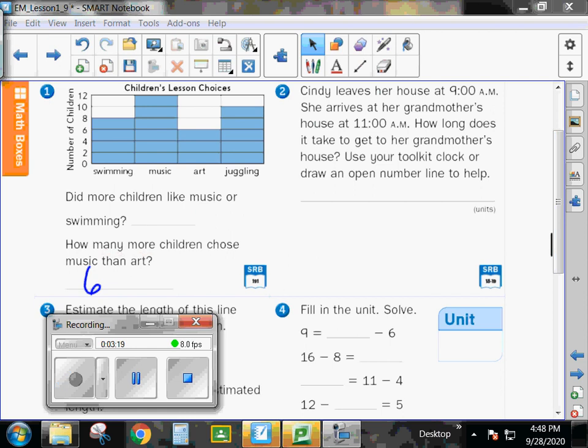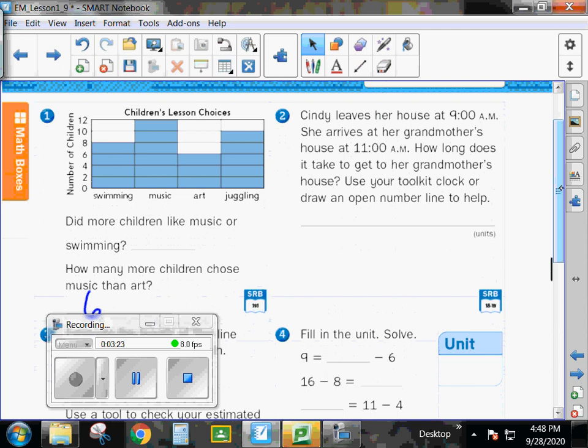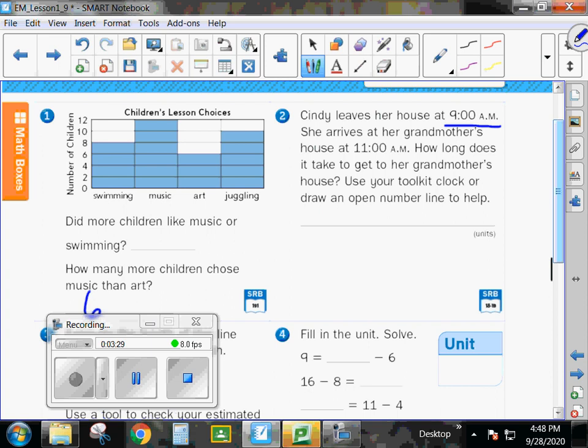Okay, moving on to number 2. All right, this question here is a question about elapsed time. It said that Cindy leaves her house at 9 o'clock a.m. She arrives at her grandmother's house at 11 o'clock a.m. It wants to know how long does it take to get to her grandmother's house. You can use your toolkit clock or draw an open number line to help.